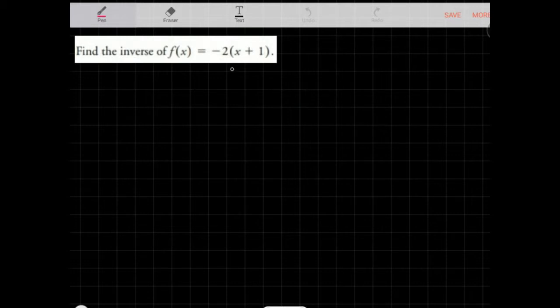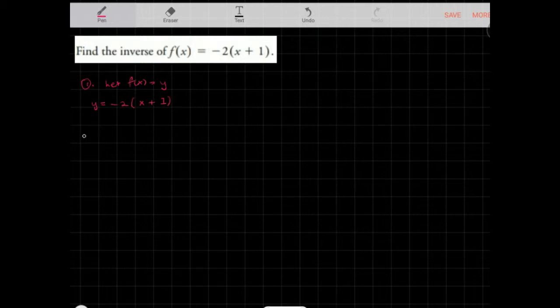So if we were trying to look at this, the first rule is basically we want to let f of x equal y. So you want to replace f of x with y. So I'm going to rewrite this equation as y is equal to negative 2x plus 1.